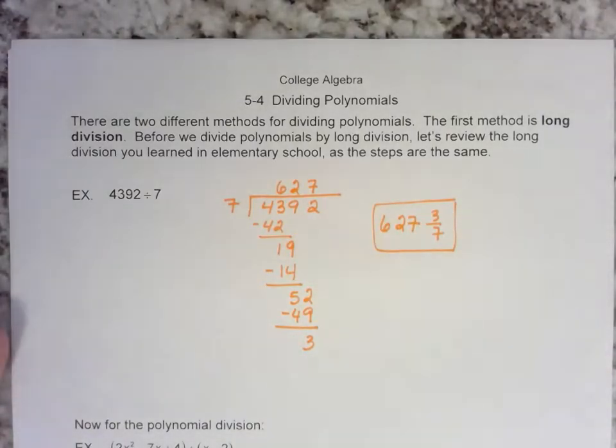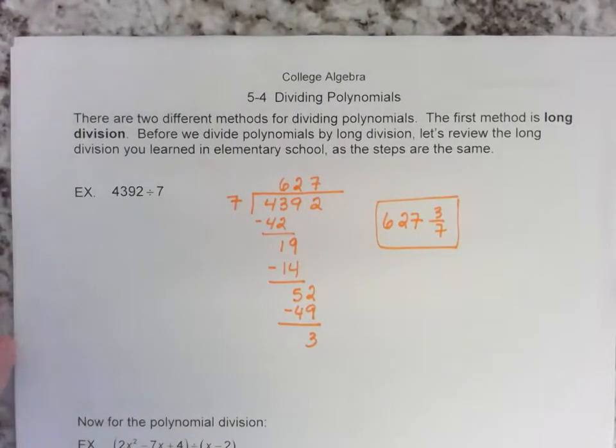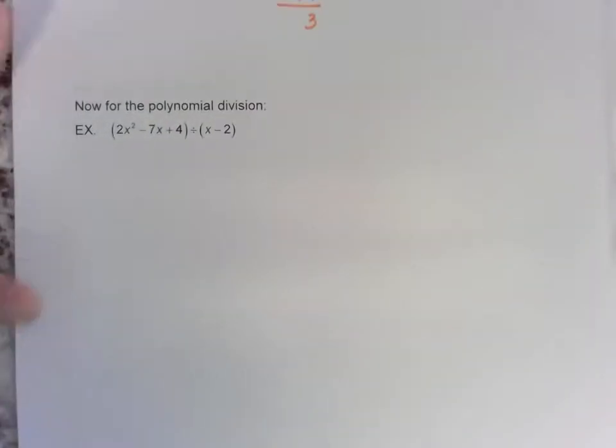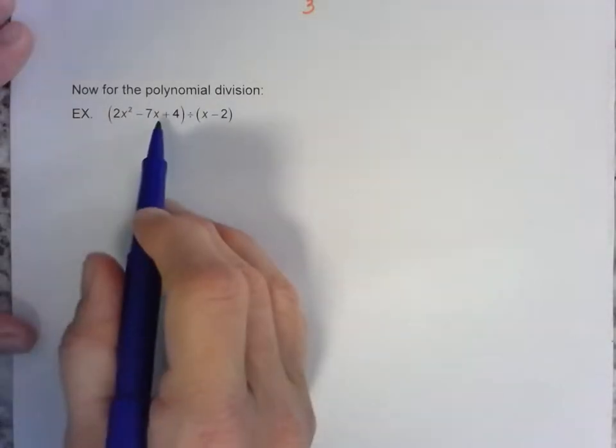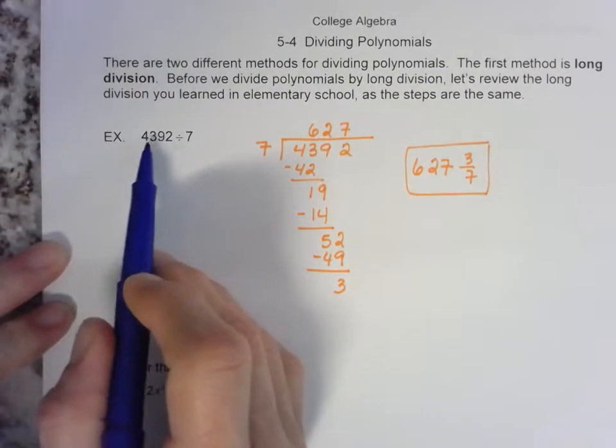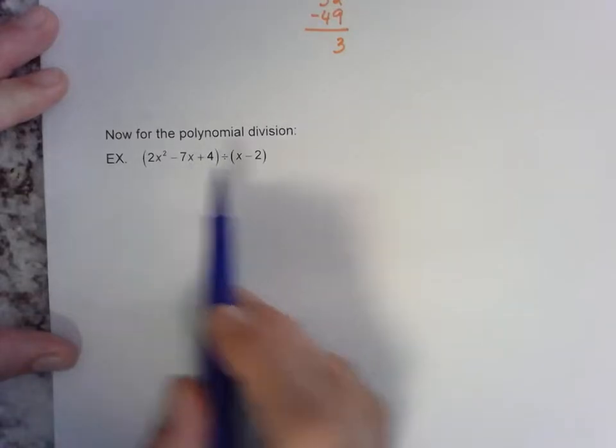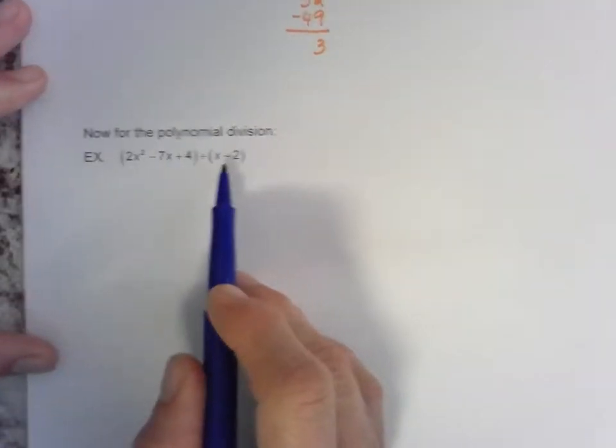Now that we've reviewed dividing with just numbers, let's move on to dividing polynomials. So we set this up just like the last one. The first number, remember this number goes on the inside, so this goes on the inside, this goes on the outside.